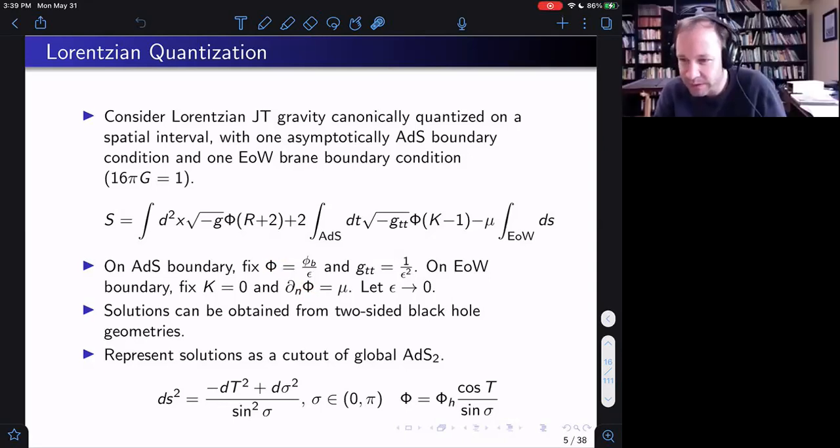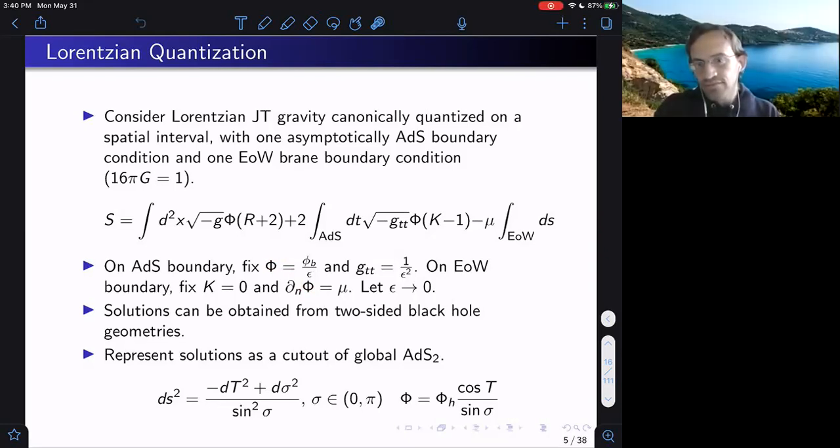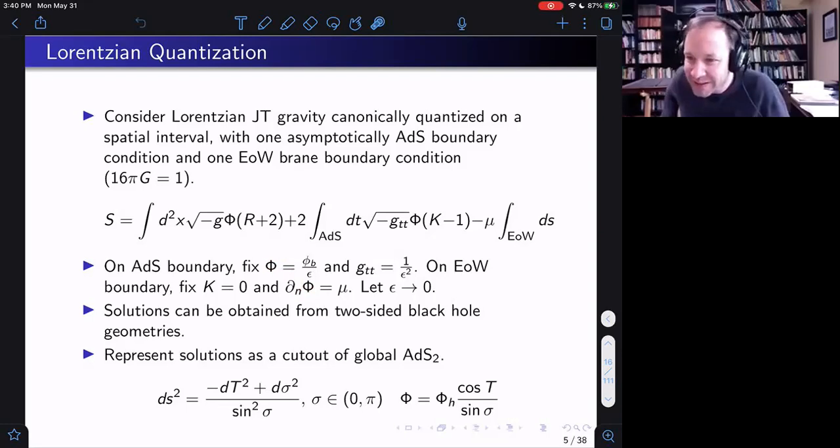Once you get to quantizing things and having loops of these things, would it be natural to sort of sum over the possible boundary conditions, or is it consistent to just choose one, or should we definitely just choose one?